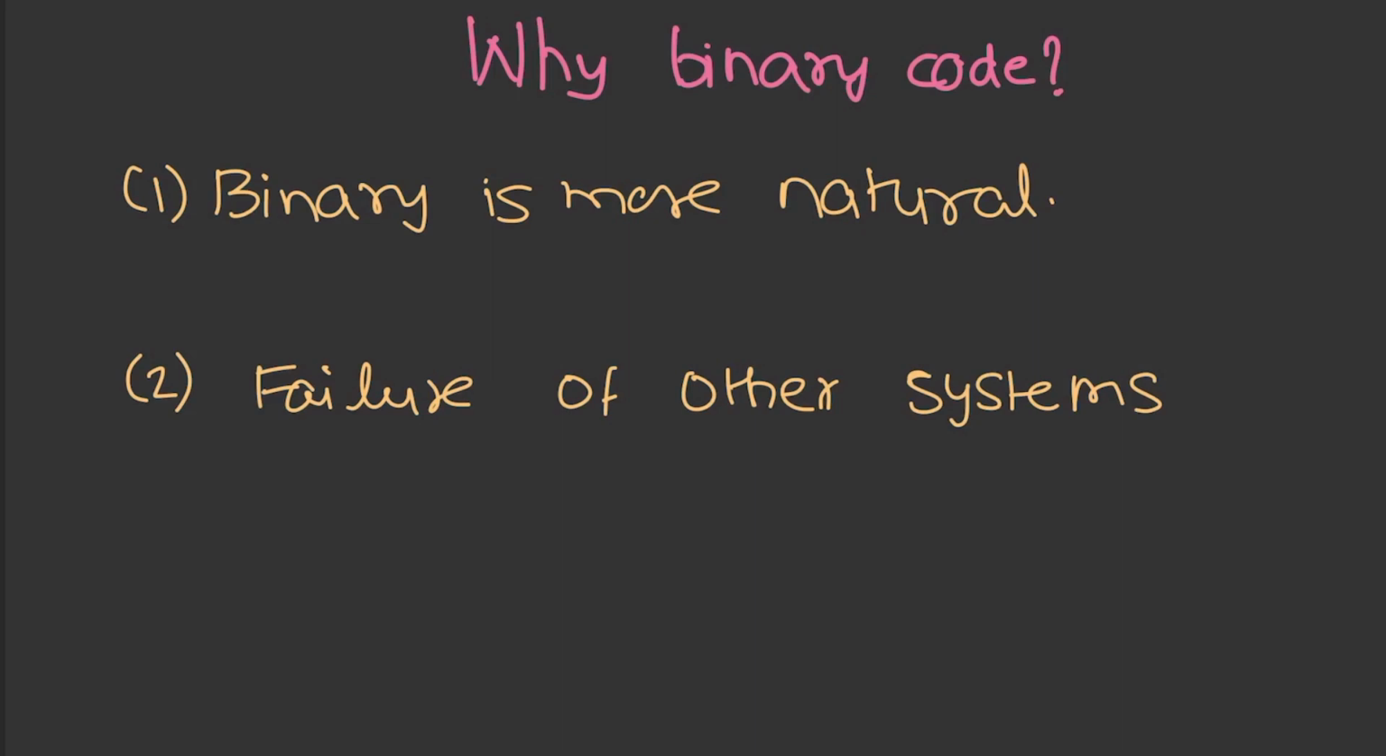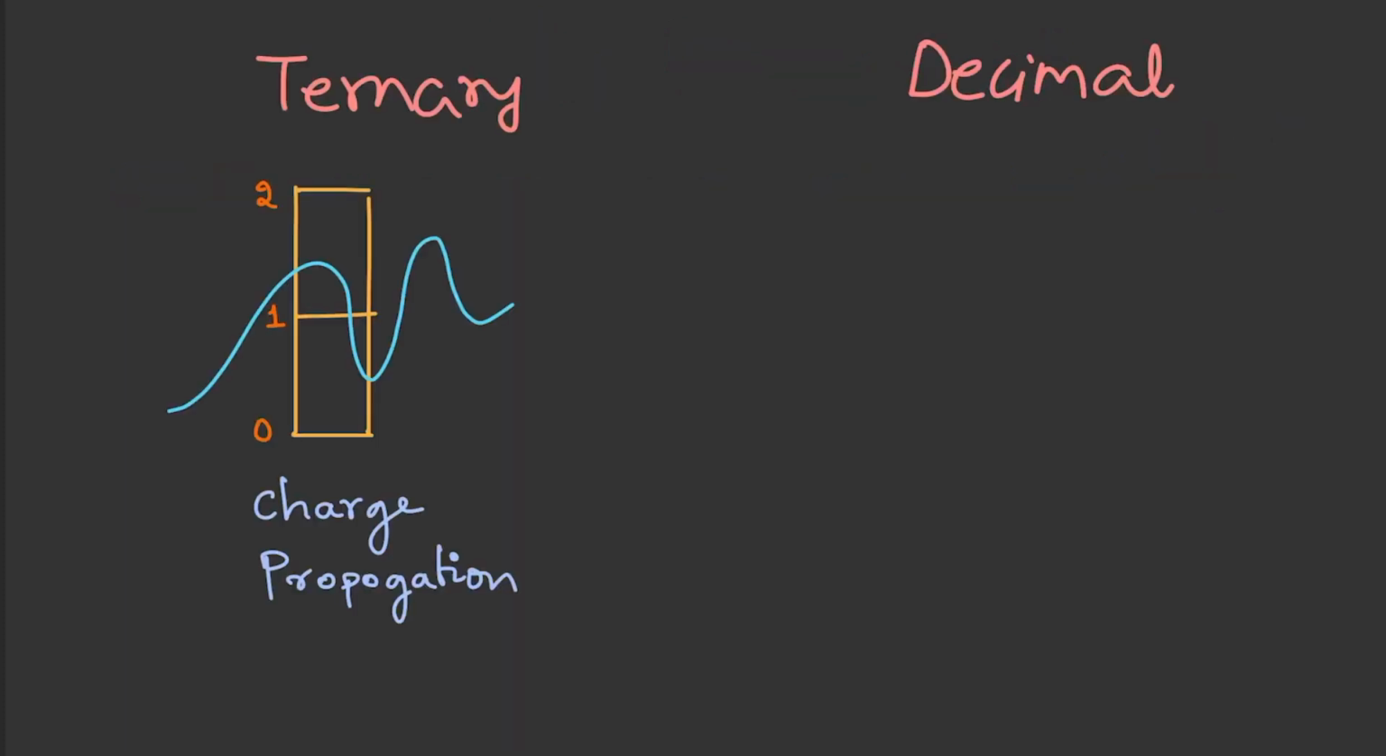Let's try to understand why we are using binary codes in the machine. We use binary because of two main reasons. First, it is more natural. Everything in nature can be closely associated with two things, on or off, which can be easily represented with the help of 1 and 0 respectively in the binary system. And the second one is the failure of other systems. The reason why the other systems have been a failure is the charge propagation.